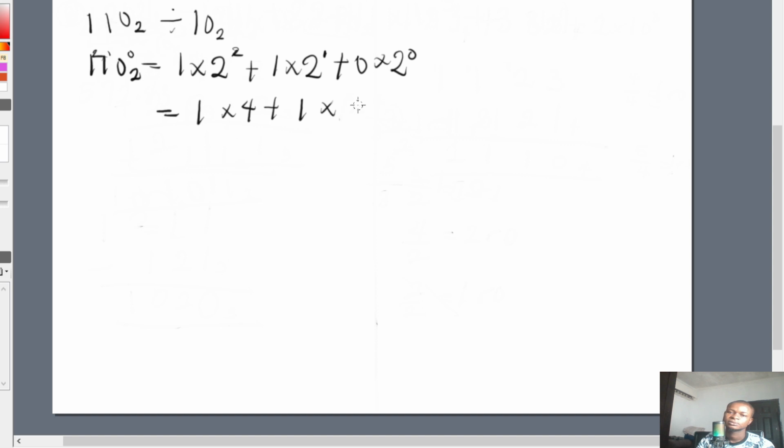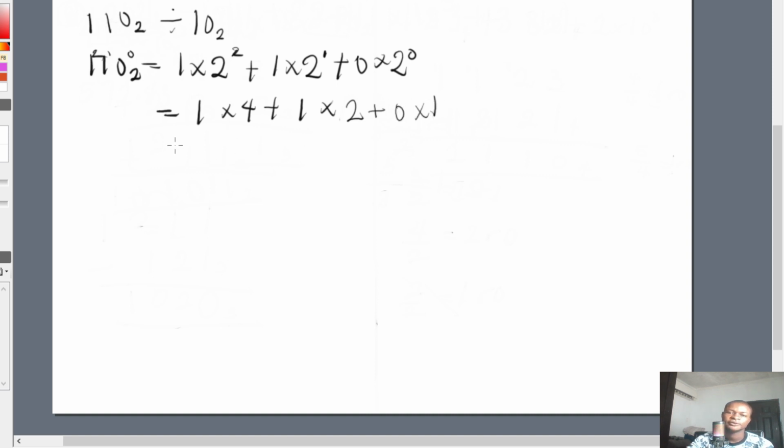I have 0 here, 1 and 2. So we have 1 times 2 raised to power 2, plus 1 times 2 raised to power 1, plus 0 times 2 raised to power 0. So here I'm going to be having 1 times 4, because 2 raised to power 2 is 4, plus 1 times 2, because 2 raised to power 1 is 2, plus 0 times 2 raised to power 0 is 1.